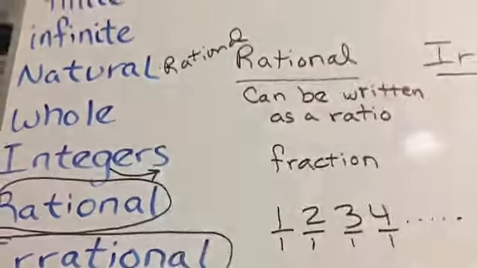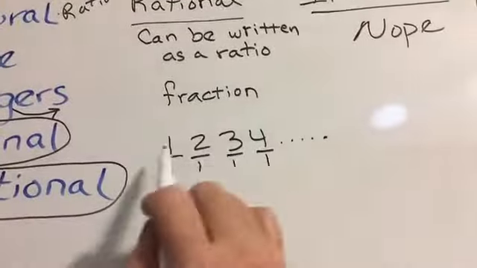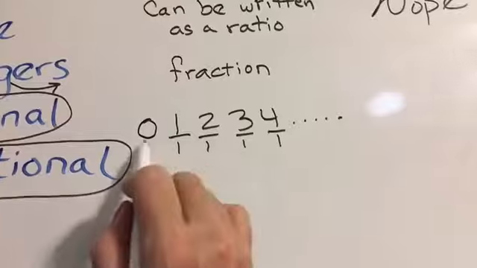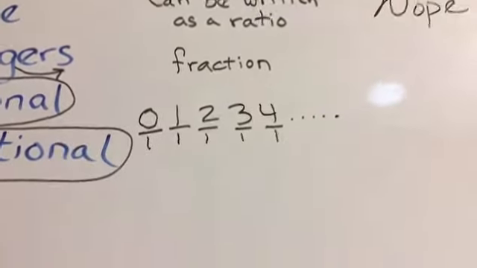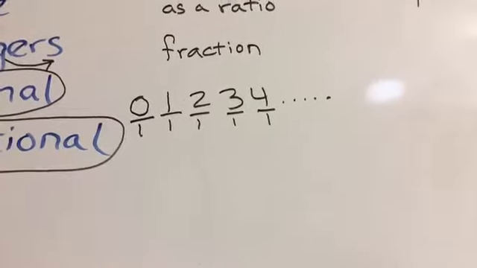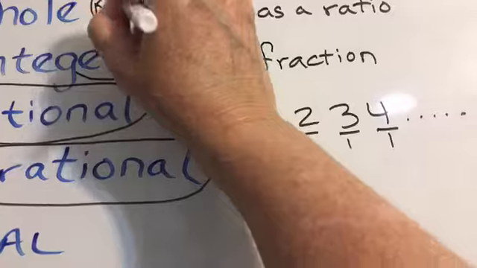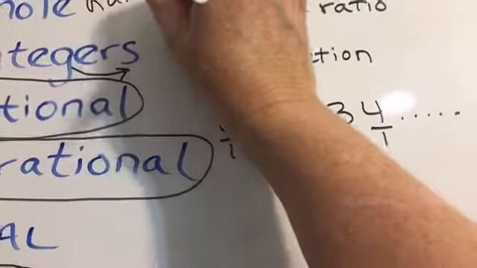All right? What about whole numbers? Whole numbers are just the natural numbers or the counting numbers with 0. Okay, well, 0, you can put a 1 under 0 also. 0 divided by 1 is still 0. Therefore, all of the whole numbers are also rational.